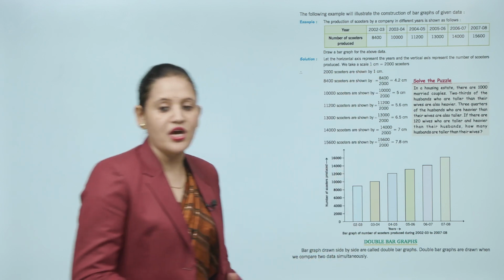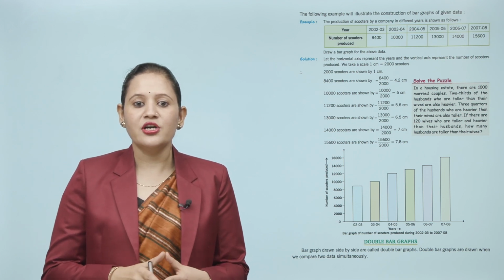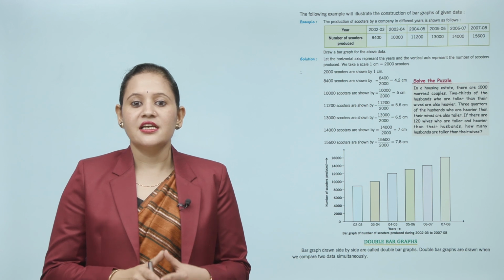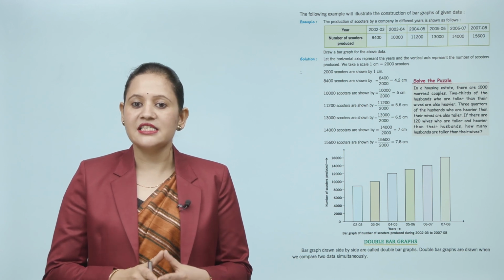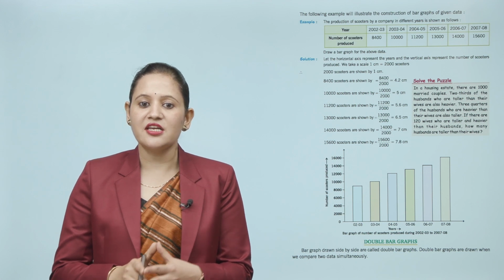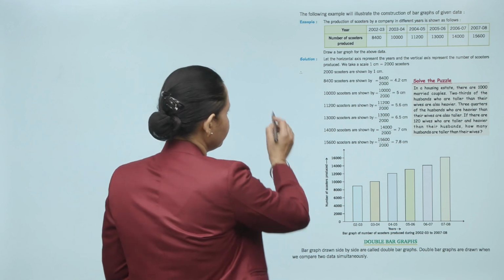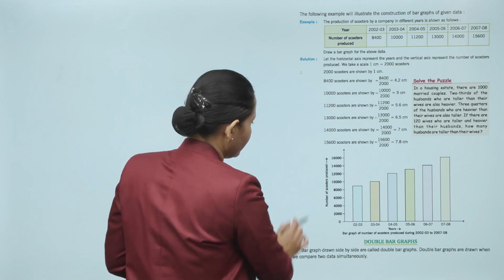पहले आपको क्या करना है? You have to draw a bar graph. Solution: let the horizontal axis represent the year and the vertical axis represent the number of scooters produced. We take the scale 1 centimeter equals 2000 scooters. So here we have drawn the bar graph.